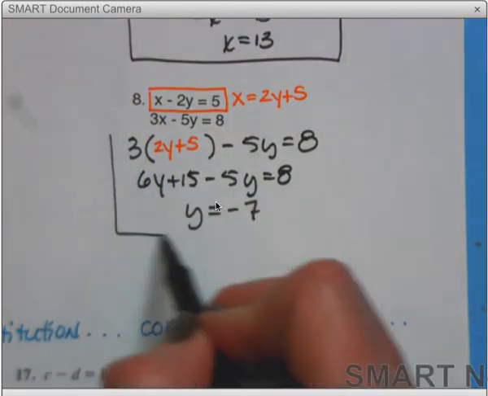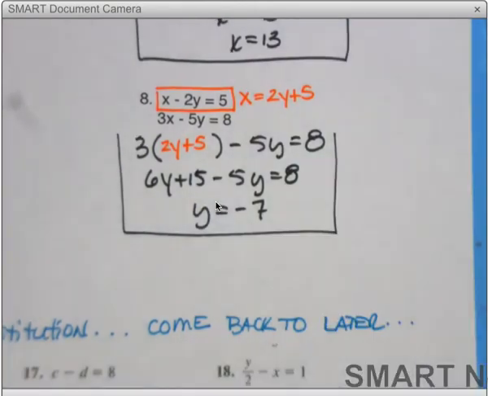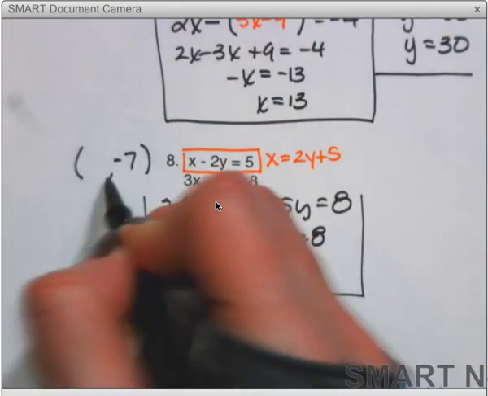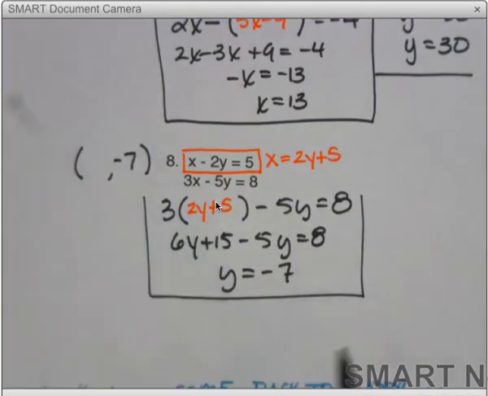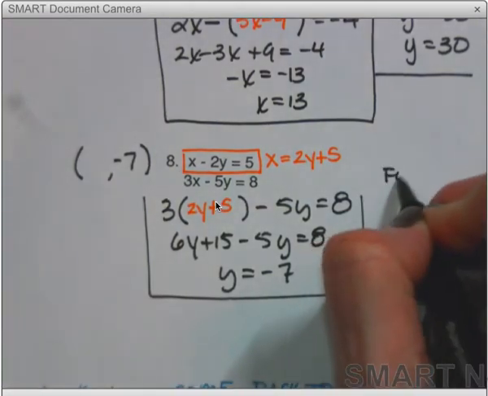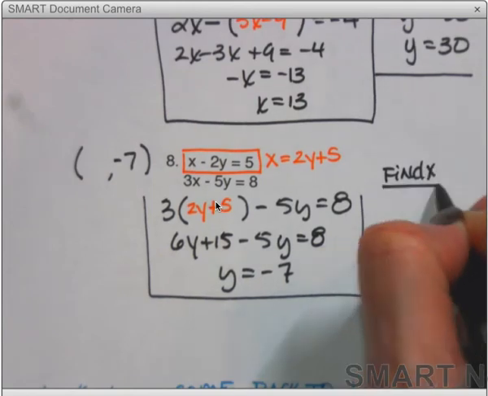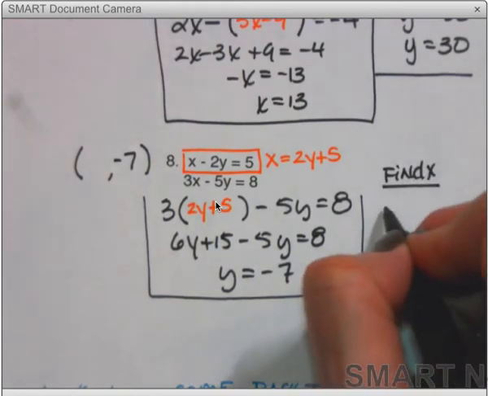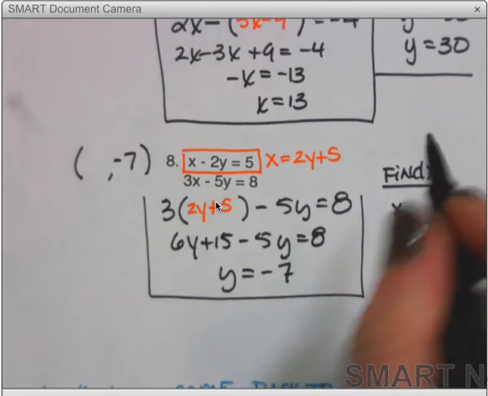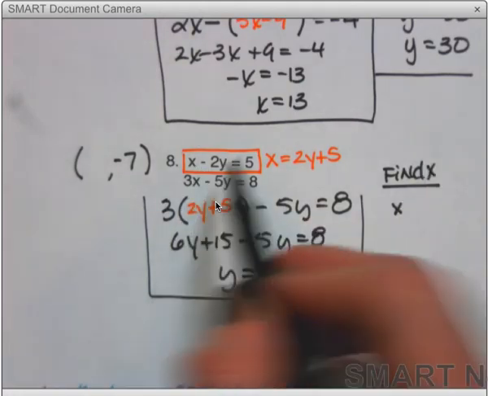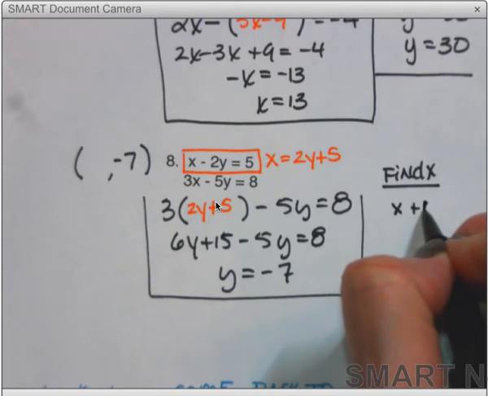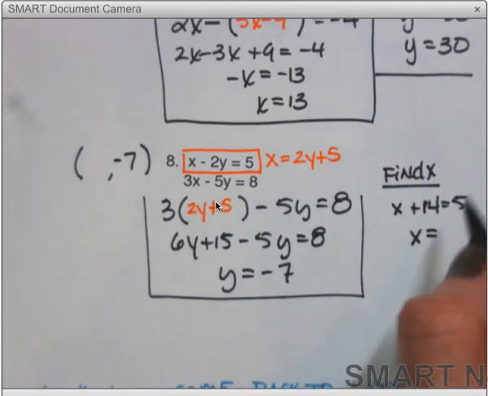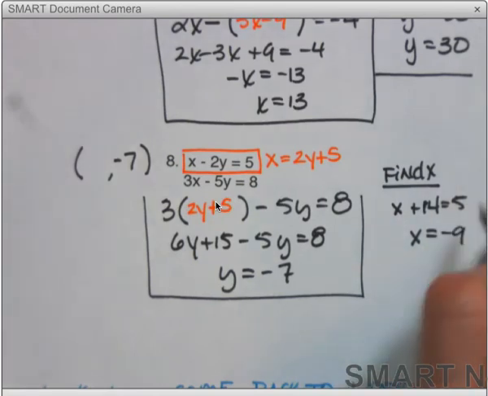And my job now is going to be to find x. So as I'm gathering my solution ordered pair, I know that one member is -7. So now my job is to find the value of x. I go back to either original equation, and I'll just go back to the first. So that's going to be -2 times -7 is +14, equaling 5. And when I subtract 14 from both sides, x is -9.